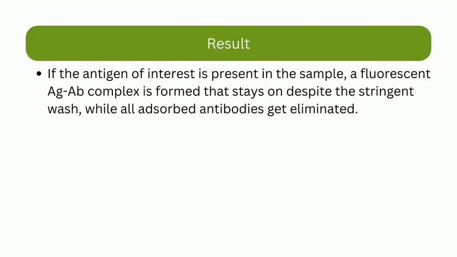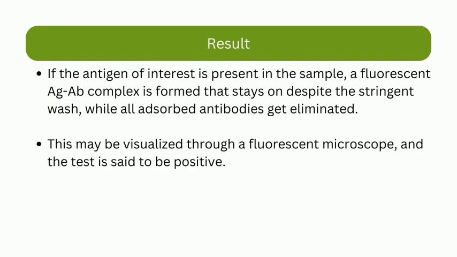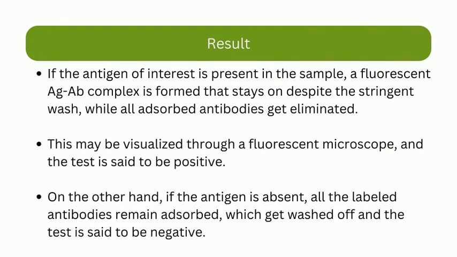In the result, if the antigen of interest is present in the sample, a fluorescent antigen-antibody complex is formed that stays on despite the stringent wash, while all other adsorbed antibodies get eliminated. This may be visualized through a fluorescent microscope and the test is said to be positive. On the other hand, if the antigen is absent, all the labeled antibodies remain adsorbed, get washed off, and the test is said to be negative.